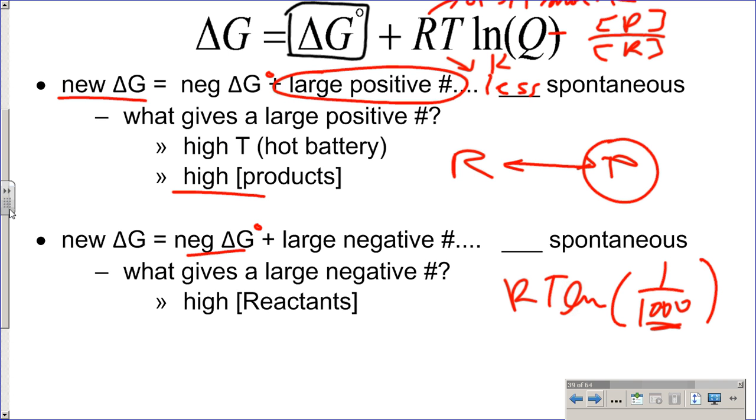So this requires a little bit of algebra 2 knowledge of how do logs work, how do natural logs work. So that really negative value means that you're taking a negative value plus another negative value, so you're getting more negative, right? Which is great. We want to get more negative with delta G, so it's actually more spontaneous.